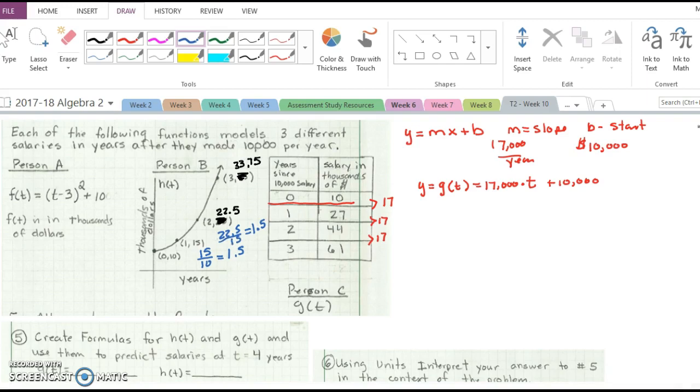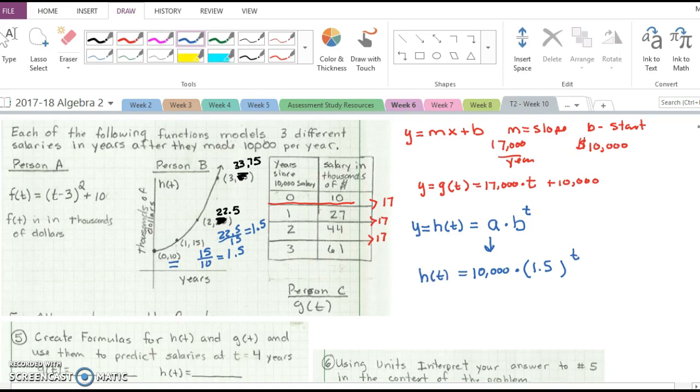What is 22.5 divided by 15? That's also 1.5. And so this exponential formula would be in the form of y equals h of t equals some starting value a times b, some multiplying ratio each time to the x, or in our case, to the t. And so our starting value is obviously this 10,000. So we would say 10,000 times each time we multiply by 1.5 to the t.